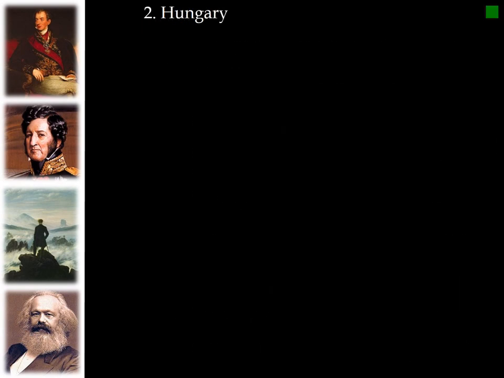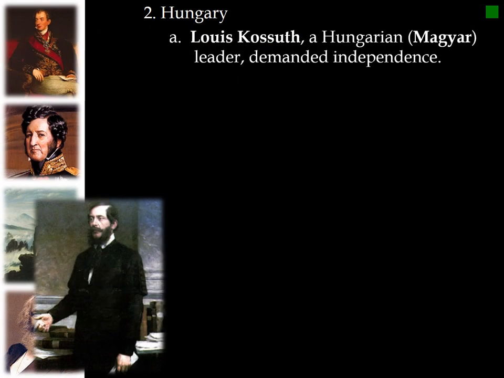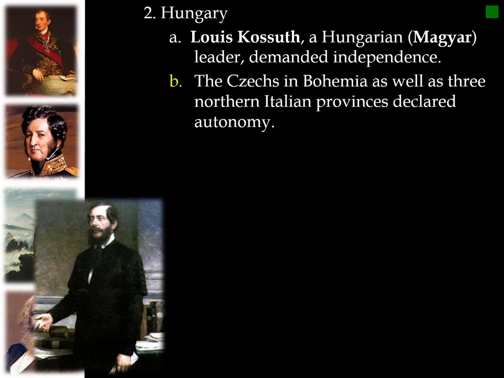Now, Hungary as part of the Austrian Empire. Louis Kossuth was a Hungarian leader. He was a member of the Magyar ethnic group. The Magyars were the largest ethnic group in Hungary, and they were now demanding their own independent country. The Czechs in Bohemia, as well as three northern Italian provinces, also declared their autonomy from Austria in the spring of 1848. The Austrian Empire was virtually on the verge of collapse as a result.